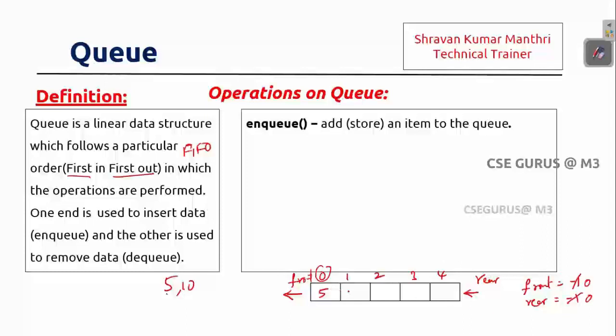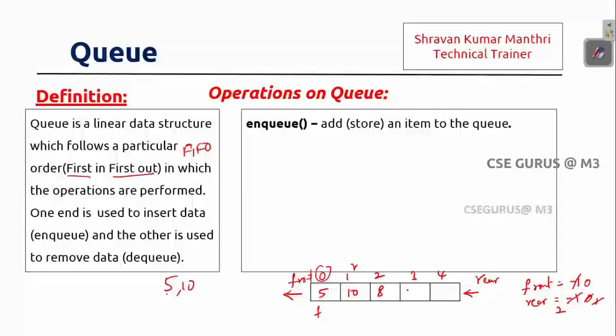Now if you enter 10, front is here, and rear is here. You have only the elements 5 and 10, so rear will be updated to 1. Now insert one more element, 8. Front is 0, the first element. What about rear? Rear is at position 2.